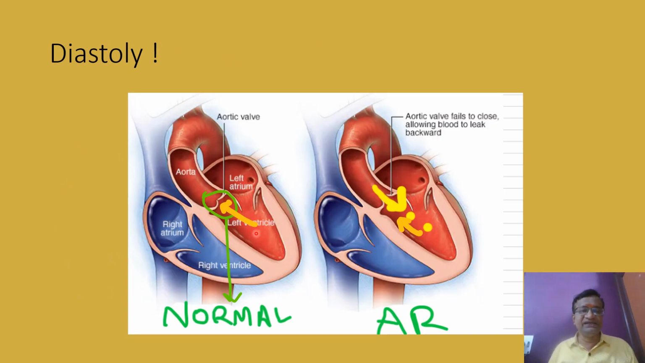Now, I am again telling, you see this is the normal. The LV blood ejects into the aorta. The valve closes properly. And here you can see the LV is ejecting and in the diastole there is a trickling of blood. The valve fails to close, allowing blood to leak backward.